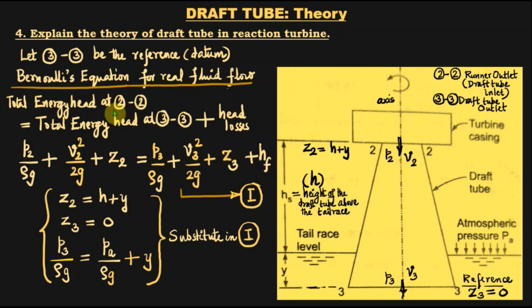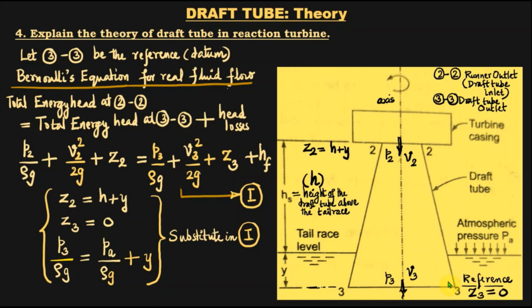So the total energy head at 2-2, that is pressure head plus velocity head plus datum head, P2 by rho g plus V2 square by 2g plus Z2. And the total head at section 3, that is outlet of the draft tube, that is pressure head P3 by rho g, velocity head V3 square by 2g plus datum head Z3, and plus, since it is the actual flow condition, we have the head loss associated with the flow from section 2-2 to section 3-3, that is HF.